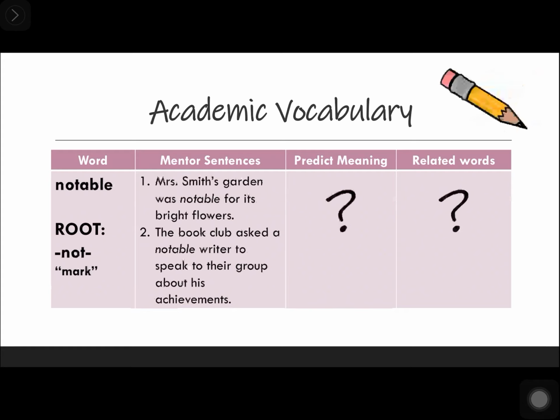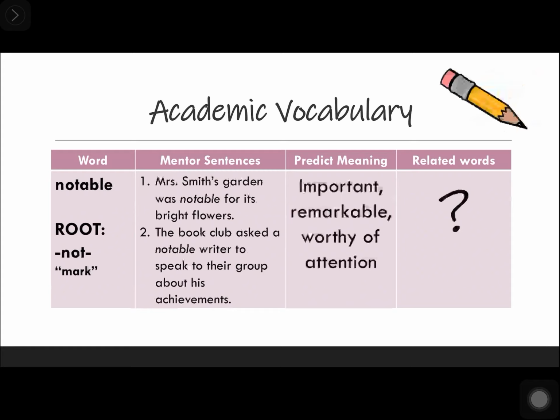Our next academic vocabulary word is notable. It has the root note, which means to mark. Mrs. Smith's garden was notable for its bright flowers. The book club asked a notable writer to speak to their group about his achievements. Go ahead and predict the meaning for that word. Notable means important, remarkable, or worthy of attention.